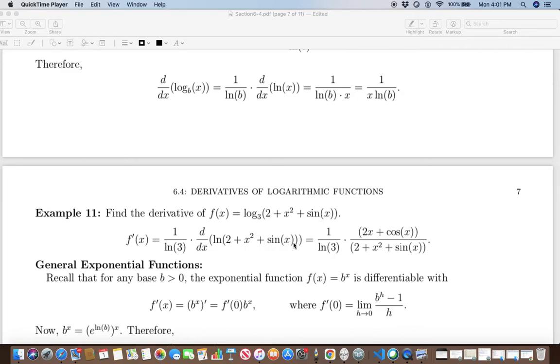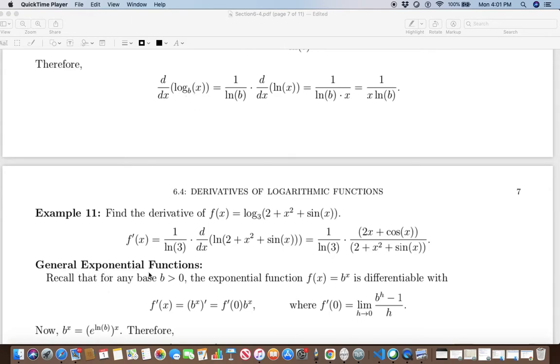This calls for chain rule. So don't forget 1 by natural log 3. Then the derivative of this quantity, the argument comes down, and by chain rule you are going to take its derivative here, 2x plus cosine x, and that's that. So that is the derivative of general log base b.